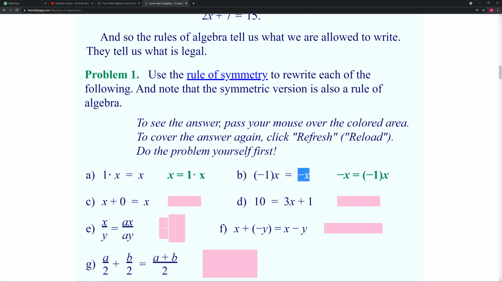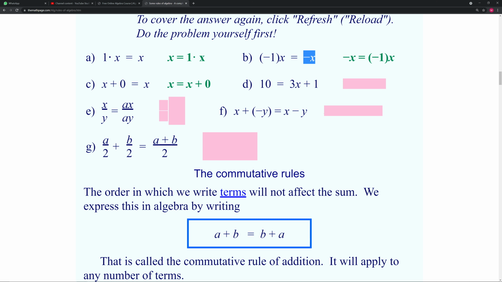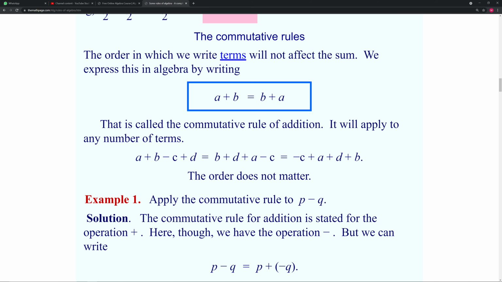If you remember, x plus 0 does not change x. Adding 0 to a number does not change that number either. And if we look at the rule of symmetry, we are just flipping sides. This is getting a little bit tedious, so we're going to move on to the commutative rules of algebra.